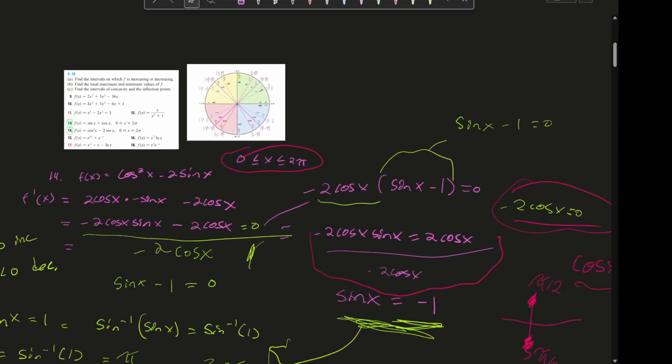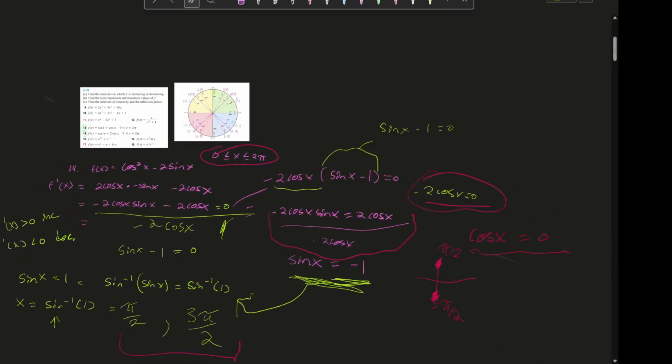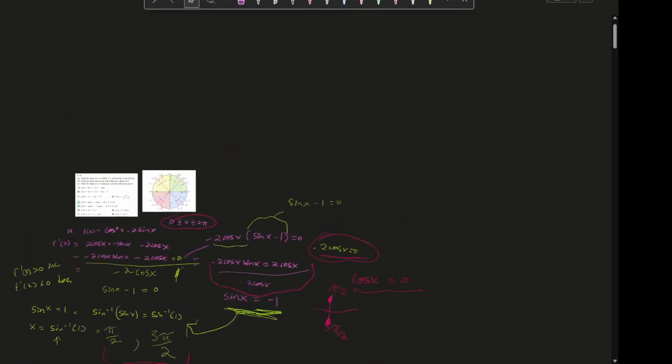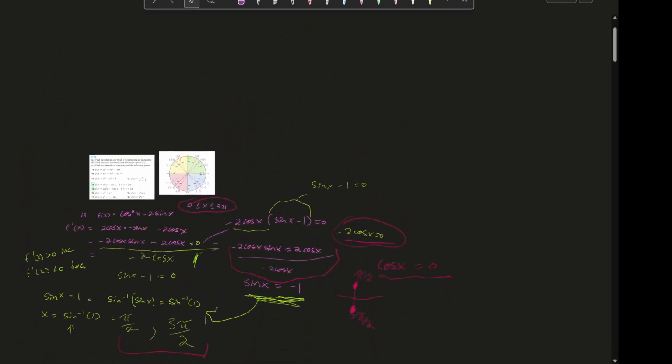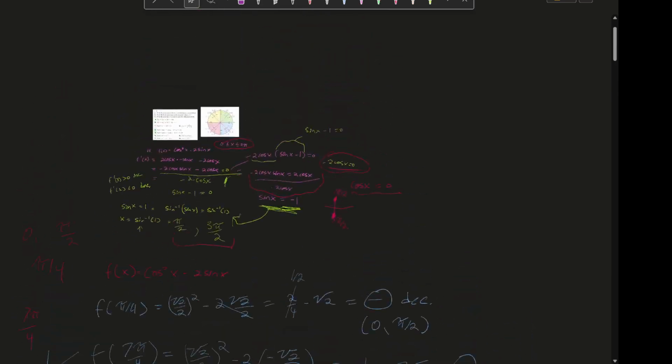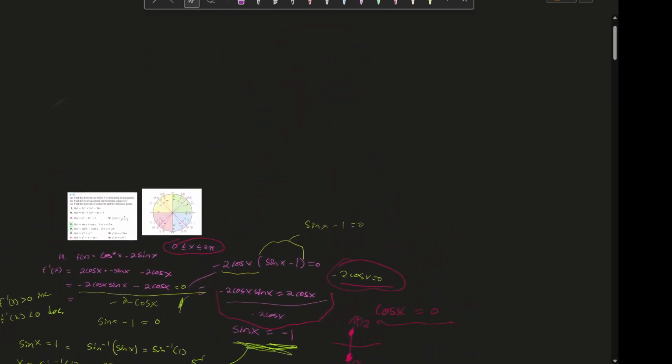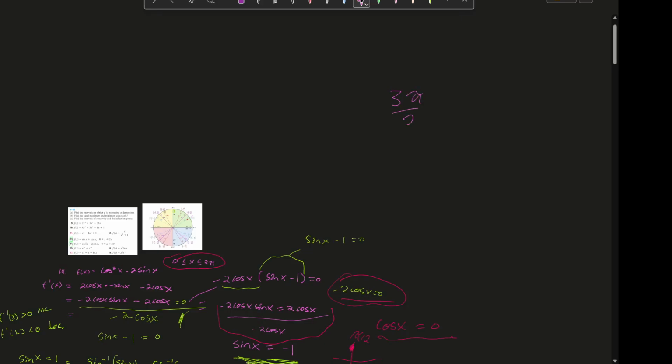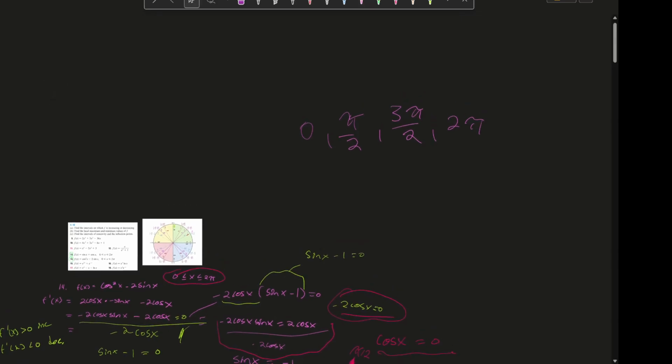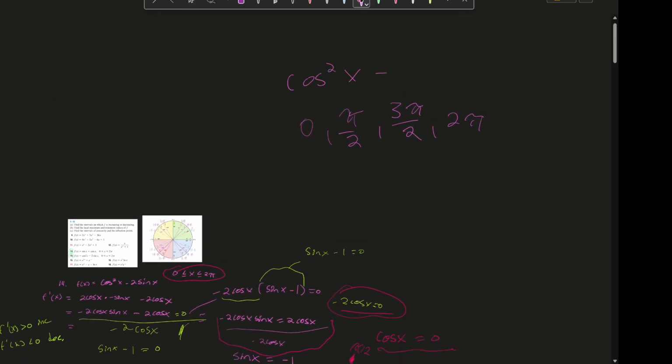Find the local maximum and minimum values of f. So we're going to take our critical points and our endpoints. Critical points were pi over 2 and 3 pi over 2, and those were our only two critical points, but we're going to need our endpoints, so 0 and 2 pi. And we're going to plug those into our original function, which is cosine squared x minus 2 sine x.